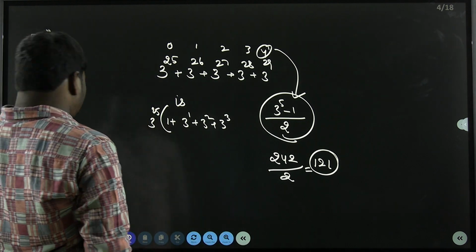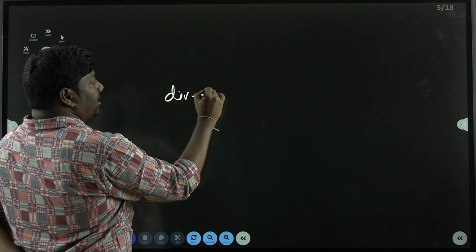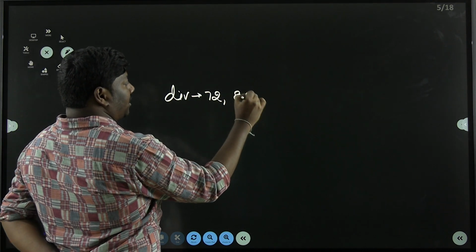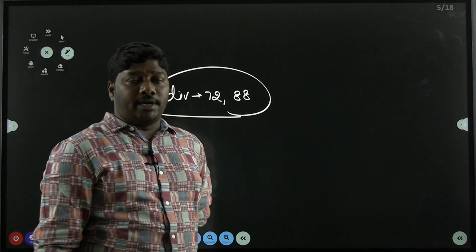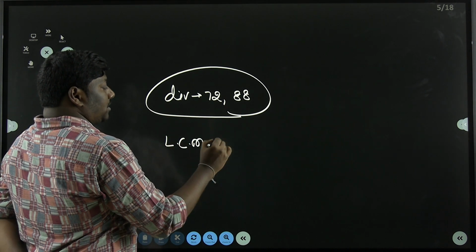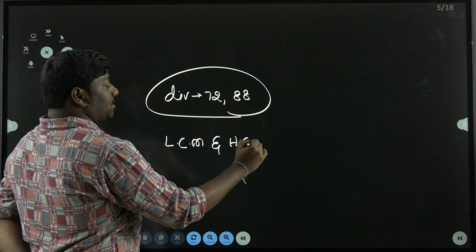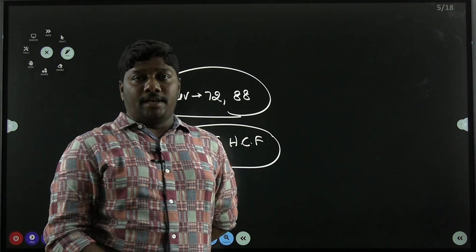And also you have divisibility rules. Be thorough with the divisibility rules of 72 and 88. And apart from this, there are questions based on LCM and HCF. Questions are very basic. So, these are the very important things in number theory.